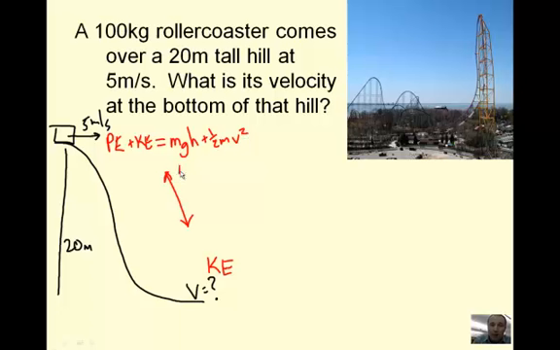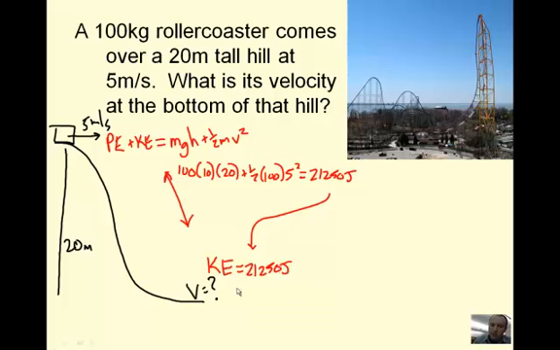So my mass is 100 kilos, gravity, height is 20, 1/2 mass is 100, velocity is 5, and I get, well, those joules show up down here. And so I could set that equal to 1/2 mv squared, 21,250 joules. And so if I solve that out, I get a velocity of 20.6 meters per second.